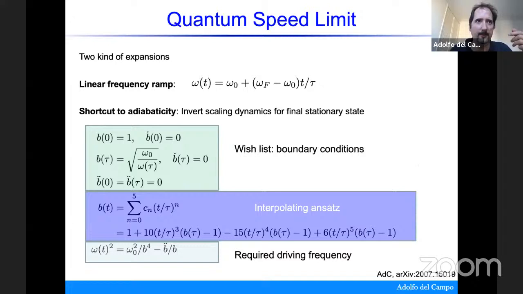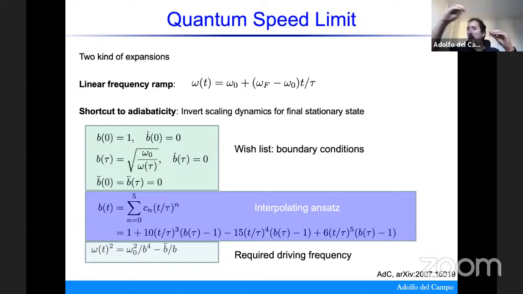Now I have lots of boundary conditions, so I can just fix any ansatz I wish with these boundary conditions. I mean, a low order ansatz as a function of time. And I can find an interpolating ansatz between the initial state and the target state. And this polynomial one is one of the very many that does the job. And once I do that, I can use the famous Ermakov equation to come out with the experimental prescription of what kind of modulation of the trapping frequency will actually guide the dynamics through this interpolating ansatz for the scaling factor.